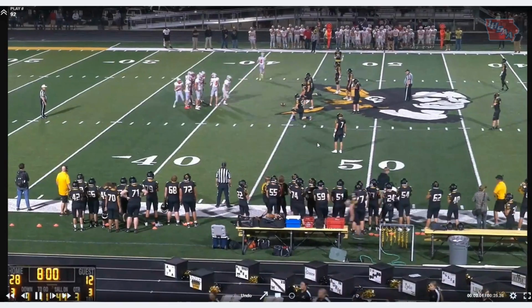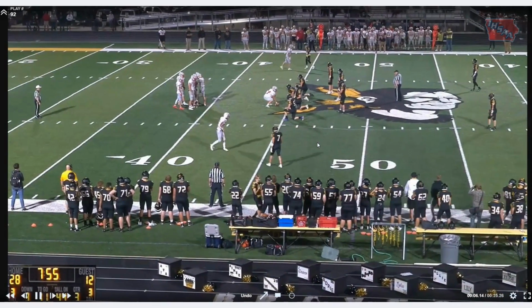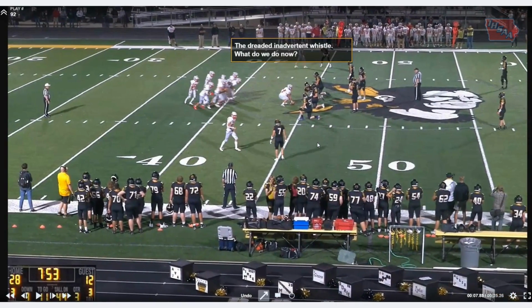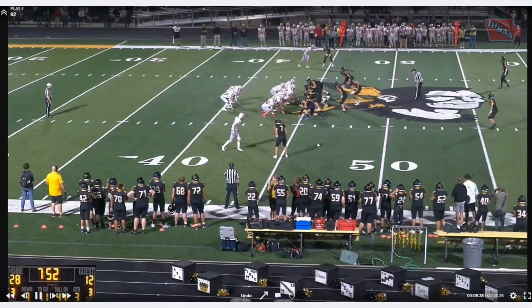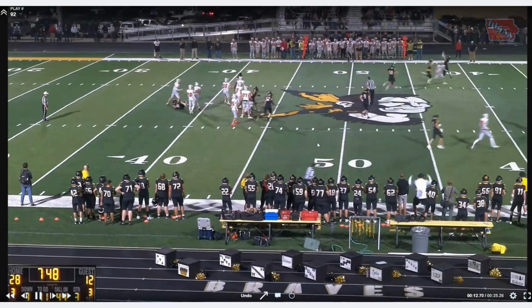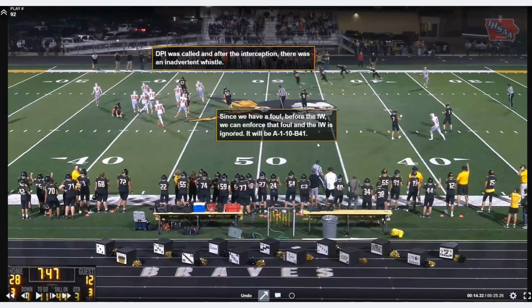We don't like inadvertent whistles, but when they happen, we've got to know what to do with them. So, dreaded inadvertent whistle, what do we do now? Here's what we've got. We've got defensive pass interference. You can see our flag in. Defensive pass interference was called. We had an interception. After the interception, we had an inadvertent whistle.